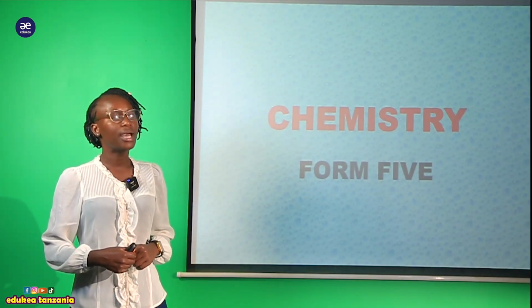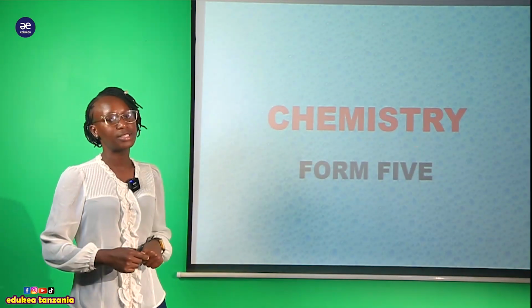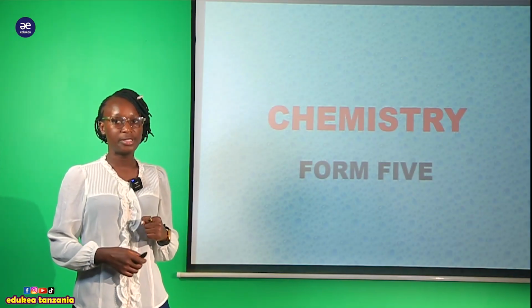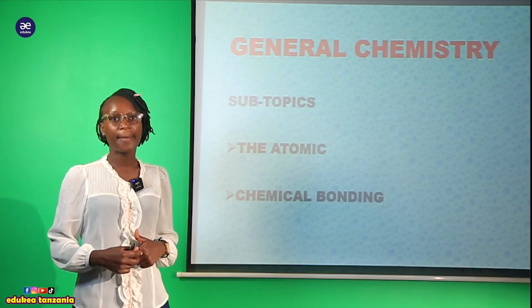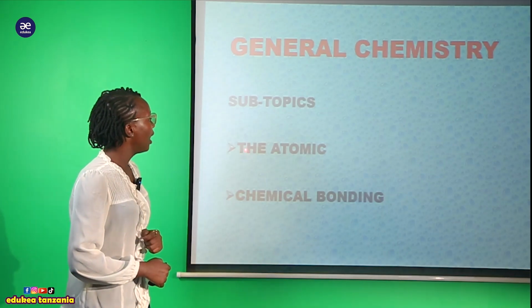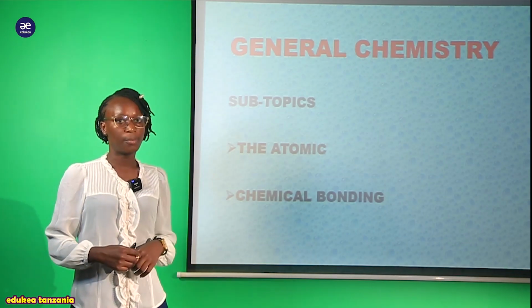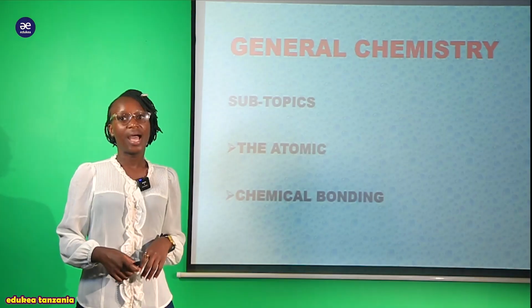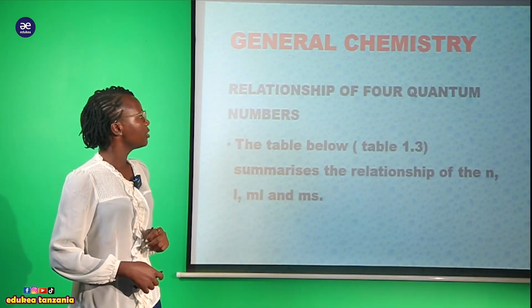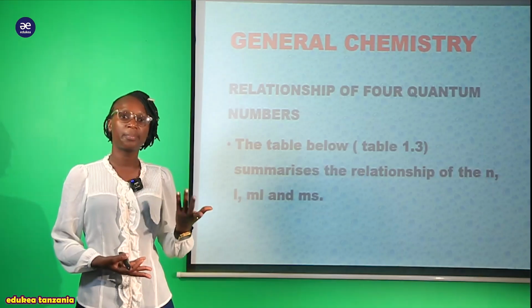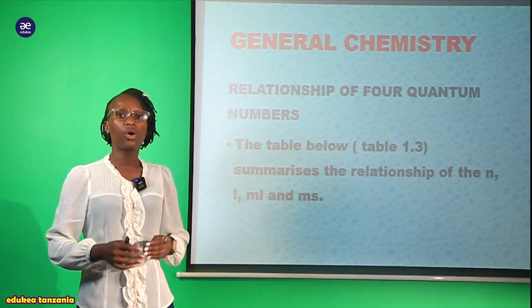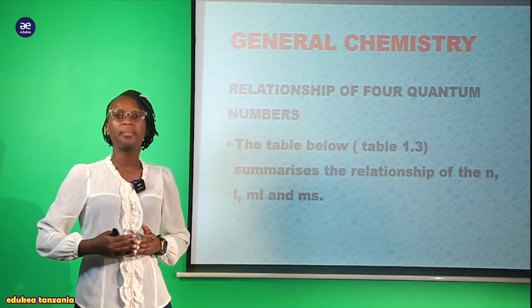My student here, we have our chemistry subject and our class level is Form 5. We are proceeding with the general chemistry and we are in the concept of the atomic. So my student, before we start today's discussion, I can remind you in the previous session we tried to look at those categories of the quantum numbers.